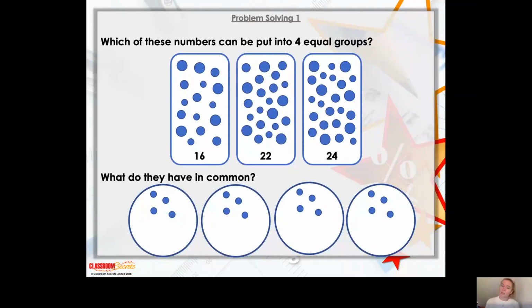So what I'd like you to do now is pause the video and have a go at putting 22 and 24 into 4 equal groups. Can you do it? Pause the video now and have a go.